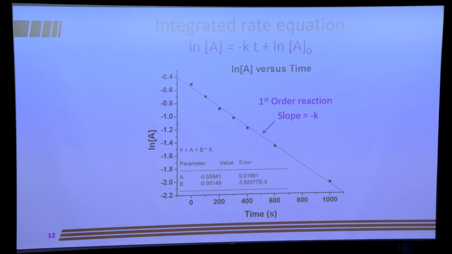It's not actually written here, but you can see that the line is touching most of the points there. And the slope of this is minus the rate constant. So the rate constant for this reaction is 1.49 times 10 to the minus 3 per second. The units of the log of A is unitless. The units of the x-axis is per second. So the rate constant is 1.49 times 10 to the minus 3 per second in this case.